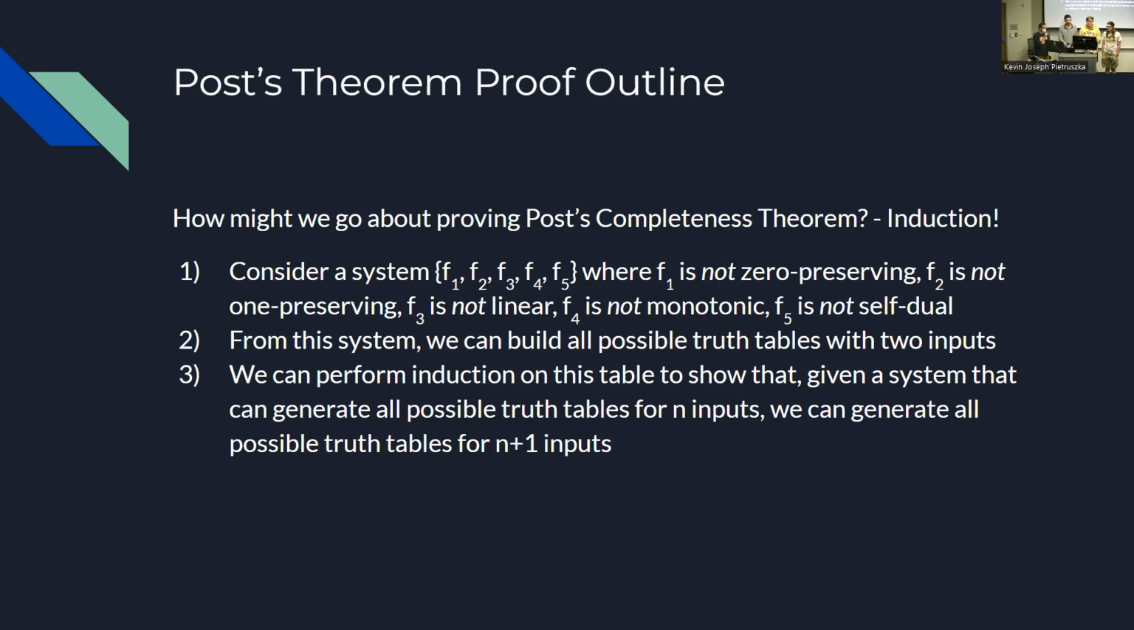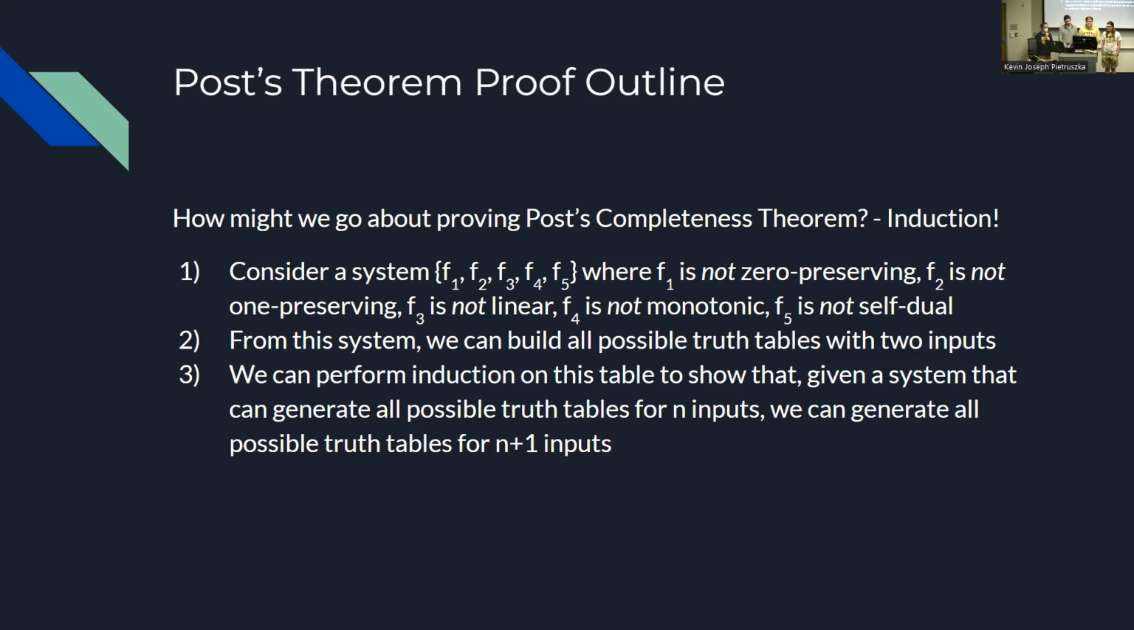So, the Post's theorem proof outline. How might we go about proving Post's theorem? Well, we'll use our favorite tool, induction. We consider the system of the 5 sets of functions that we just mentioned earlier, where F1 is not 0 preserving, F2 is not 1 preserving, F3 is not linear, F4 is not monotone, and F5 is not self-dual.